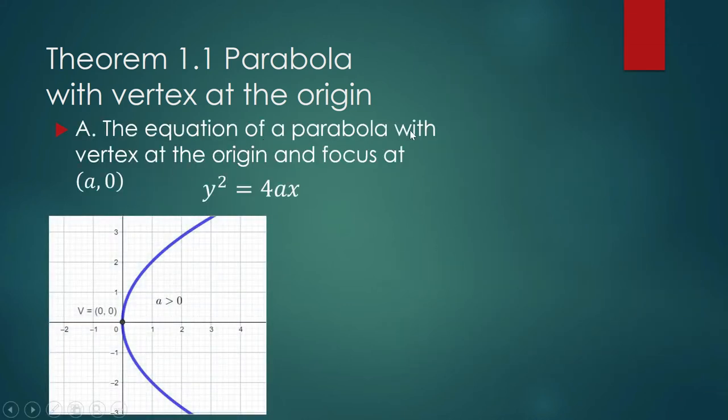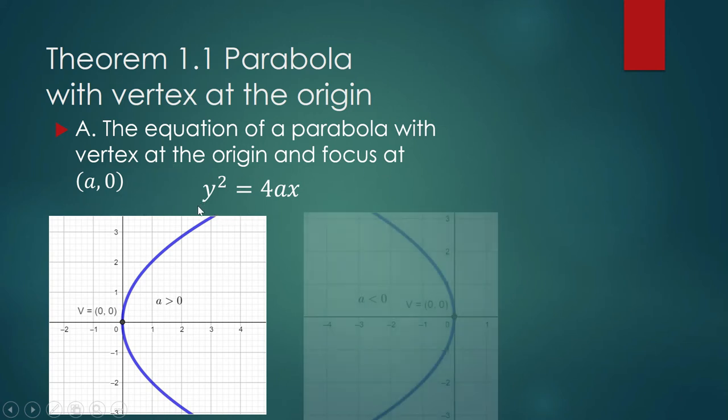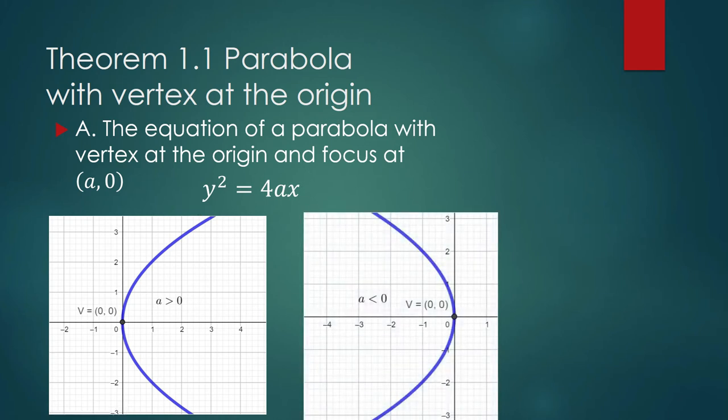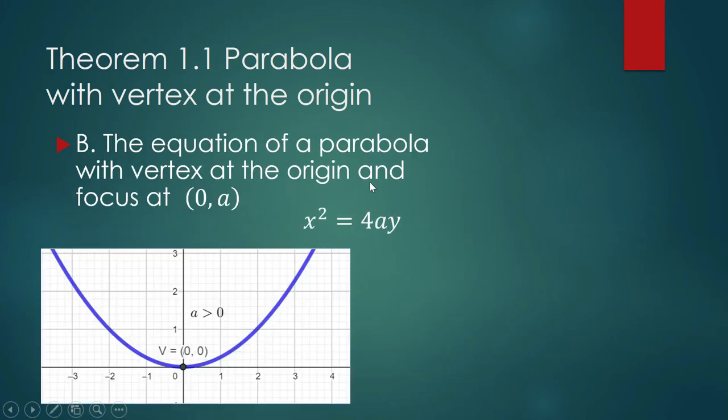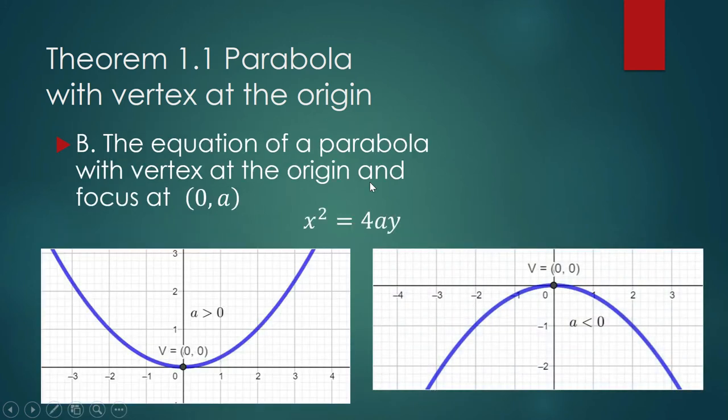The equation of a parabola with vertex at the origin and focus at (a, 0): again, if your focus is to the either left or right of your vertex, your axis is horizontal, and what gets squared is y. When your focus is either above or below the vertex, your axis is vertical.